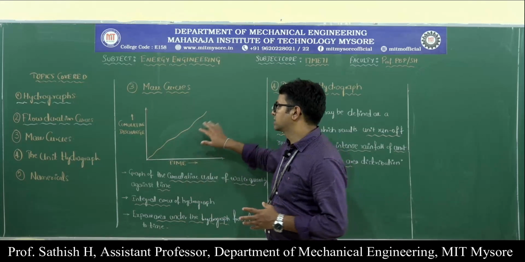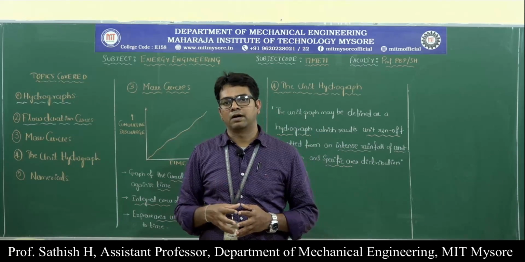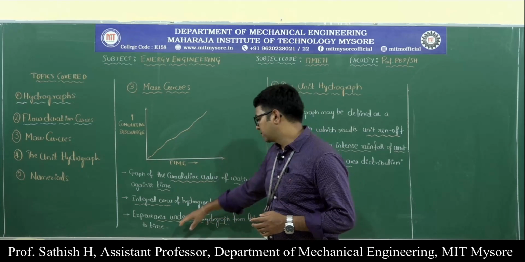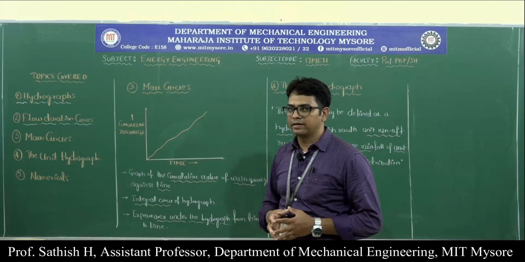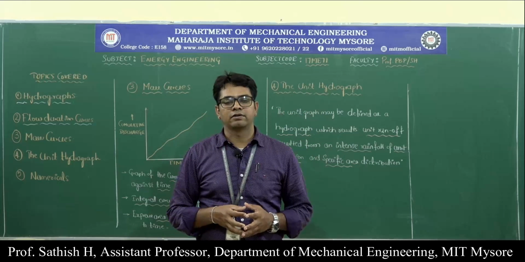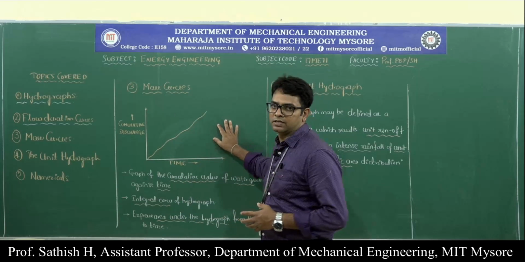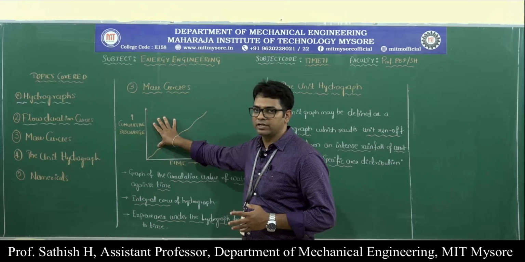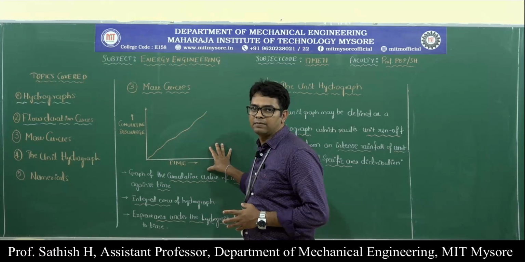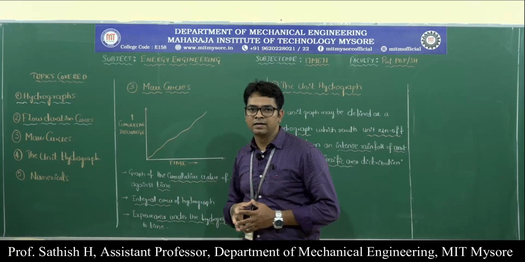This mass curve represents the integral curve, and it expresses the area under the hydrograph from time to time. So the area under the hydrograph from time to time can be calculated with the help of the mass curve here. So this is about the mass curve. It has cumulative discharge on the y-axis and time on the x-axis. If you plot that, you will get the mass curve.